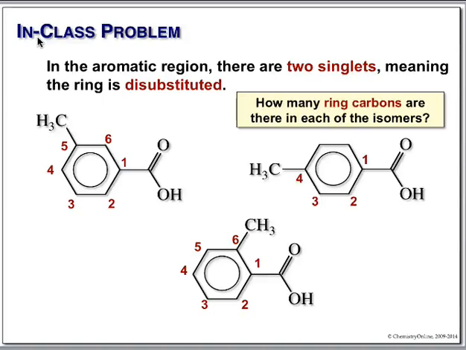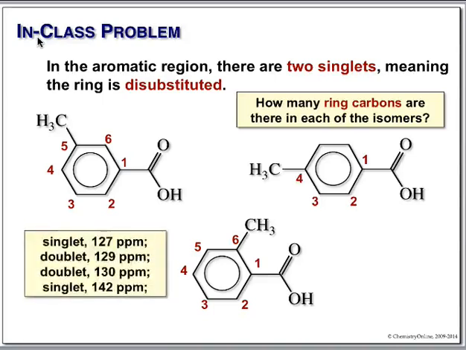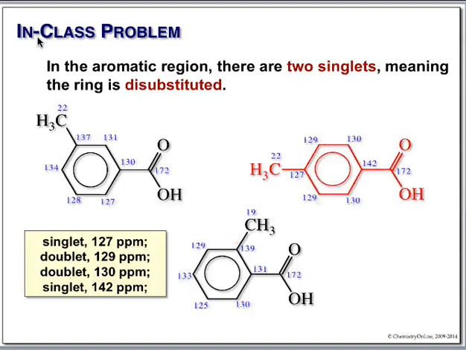Now think again how many carbons there were in the aromatic region. There were just 4, weren't there? So from this very simple little logic exercise, the structure must be the 1,4 isomer, 4-methyl benzoic acid, also called para-toluic acid. Any questions?